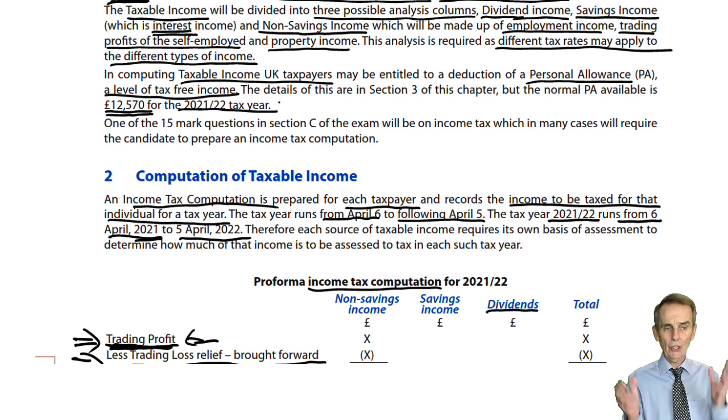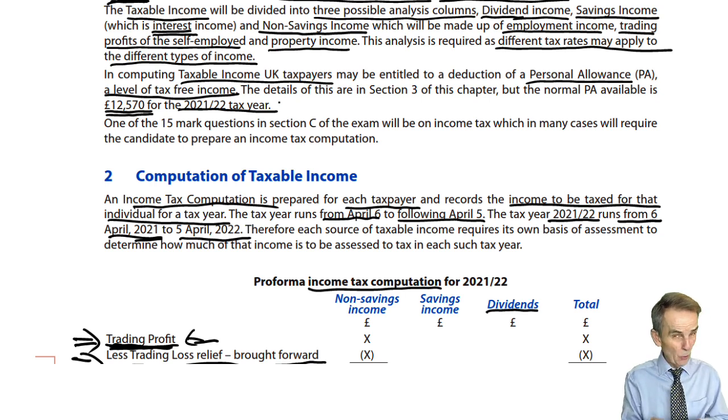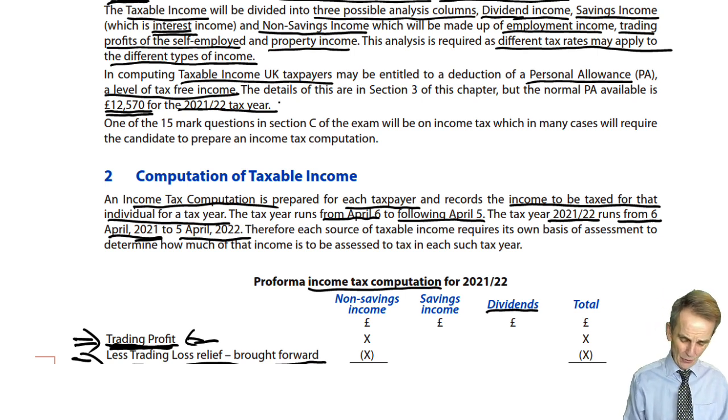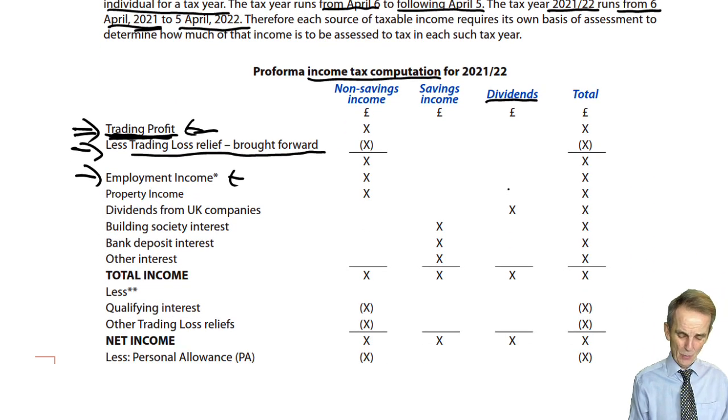So having established to begin with your total income figures in terms of what's non-savings, what's savings, i.e. interest, what's dividend income, i.e. dividends there. Once you've got those figures, there's other possible deductions, but there's one main deduction to bring you down to taxable income, your personal allowance. And that's the £12,570.